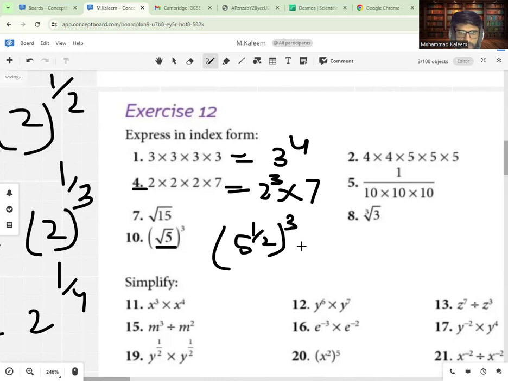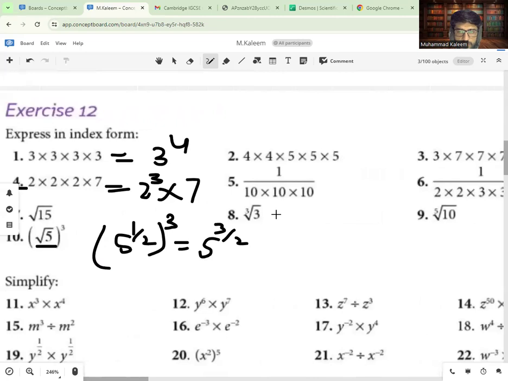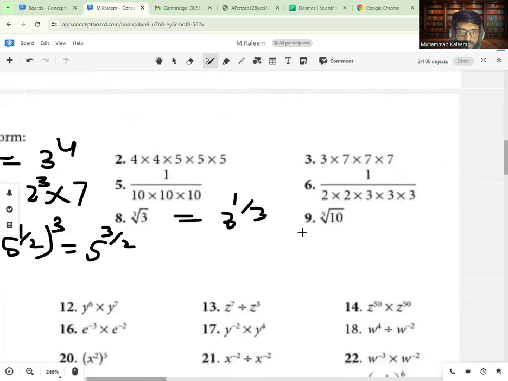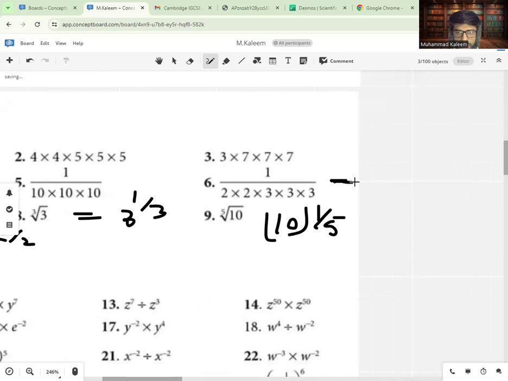If we simplify this one further, so how can we simplify it further? It means that we have 5 raised power 3 over 2. That's all. And this one, question number 8, can be written as 3 raised power 1 over 3. And this one means we have 10 raised power 1 over 5. If you see question number 6, in this question we have to write 1 over 2 raised power 2 and 3 raised power 3. That's all.